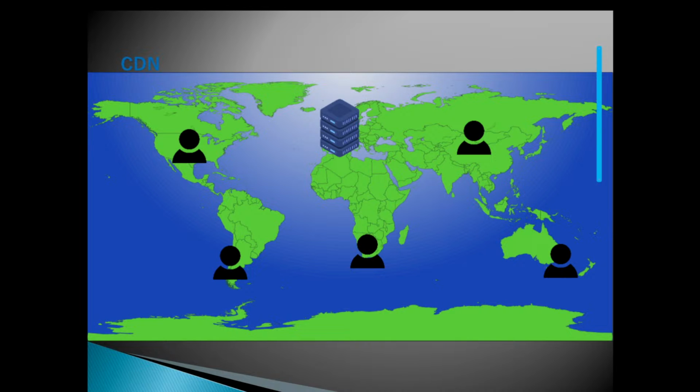So this is the actual server. There are a number of users. If the CDN concept is not implemented, all the users are going to access the website from the main server. Again, as I explained, there are two problems in this system: there will be load on the server and there will be high latency for the users.